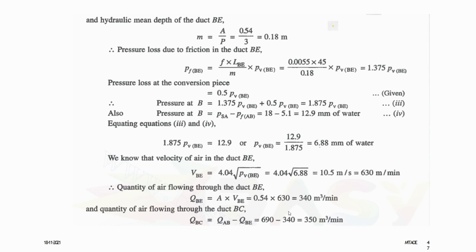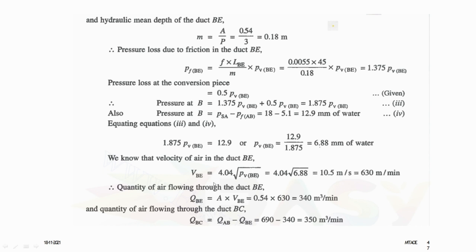Pressure loss due to friction in B is 1.375 PV. Pressure loss at the conversion piece is given in the question as 0.5 times the pressure loss at B. So we add the conversion piece loss: 1.375 plus 0.5 PV, which is 1.875 PV at the section of B. Now pressure at B is static pressure at A minus pressure loss in section AB. So we get pressure at B as 12.9 mm of water. Equating the terms, we get pressure loss at B equal to 6.88 mm of water.